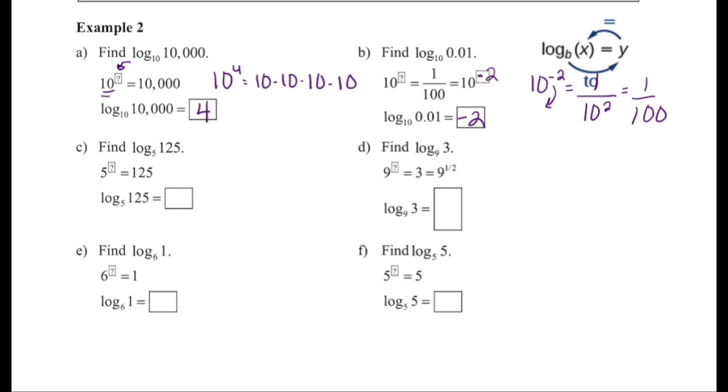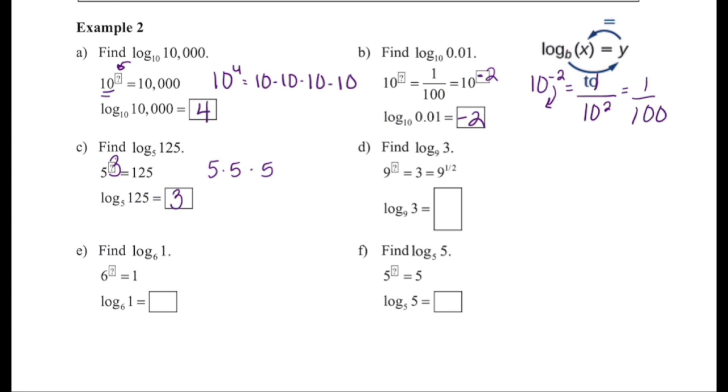Find log base 5 of 125. So I'm asking 5 to what power gives me 125? Well, 5 times 5 is 25, times 5 would give me 125. So 5 to the third power would give me 125. Therefore, log base 5 of 125 is 3.